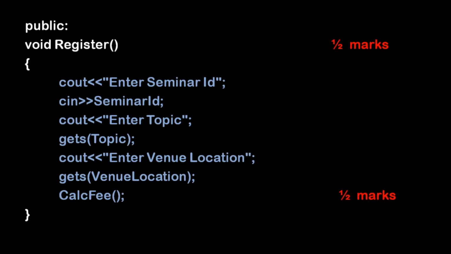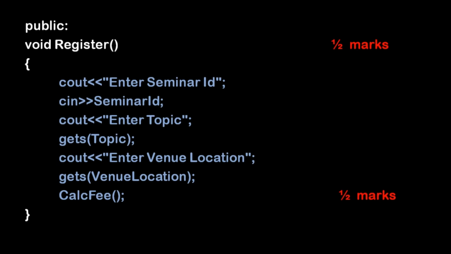This function carries half a mark. Register is for getting the input from the user. So cout, enter seminar ID. I am giving a message like enter seminar ID. cin seminar ID, so whatever value the user types will be stored in seminar ID. Then gets topic, we are getting the topic from the user, and gets venue location, we are getting the venue from the user.